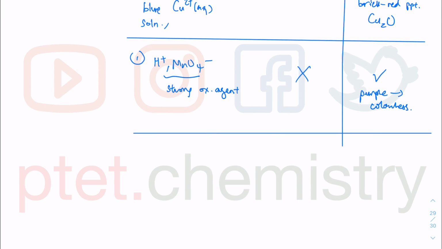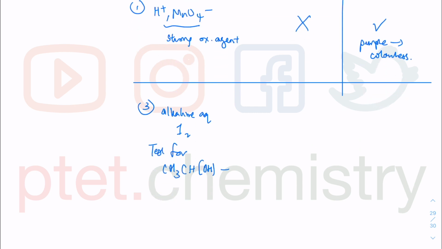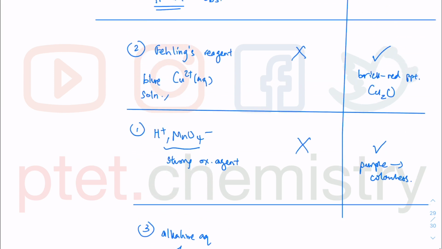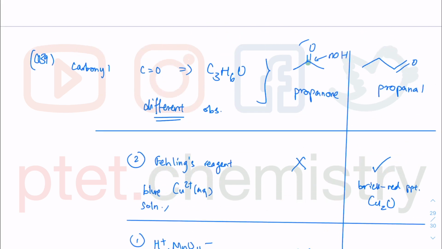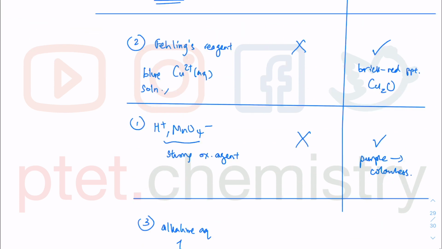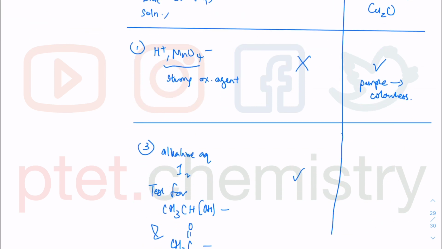Last but not least, we're looking at number 3. This is alkaline aqueous iodine. In the AS syllabus, this is basically a test for CH3CH(OH) as part of the alcohol topic, and more importantly a test for methyl ketone. This is the methyl ketone, which we have for propanone. We have the CH3C double bond O, but we do not have CH3CO in propanal, so we have a positive test there, but we have a negative test there.